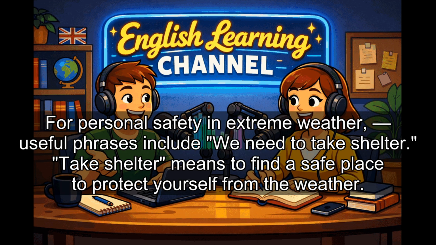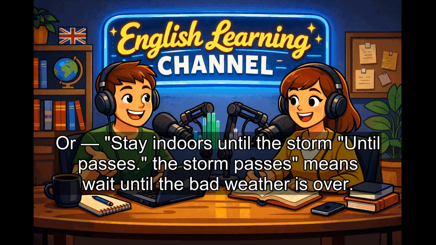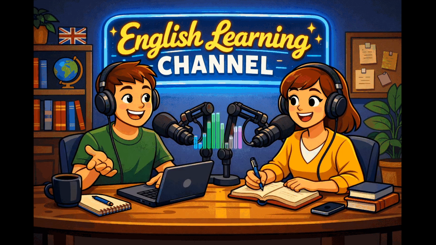For personal safety in extreme weather, useful phrases include, "We need to take shelter." Take shelter means to find a safe place to protect yourself from the weather. Or stay indoors until the storm passes. Until the storm passes means wait until the bad weather is over.